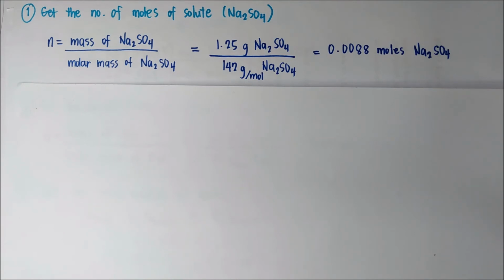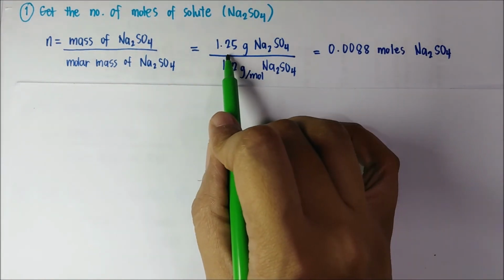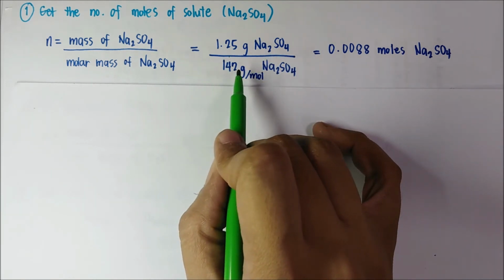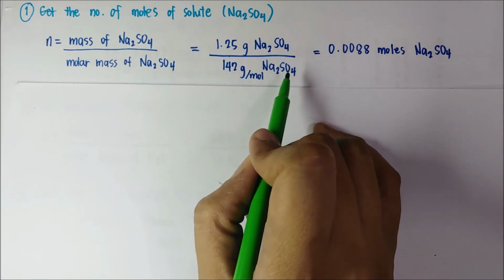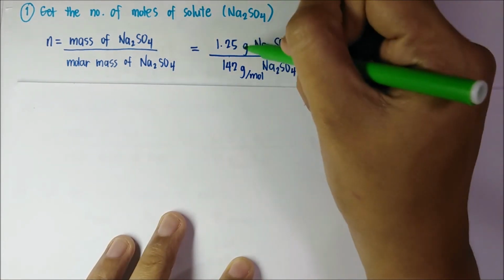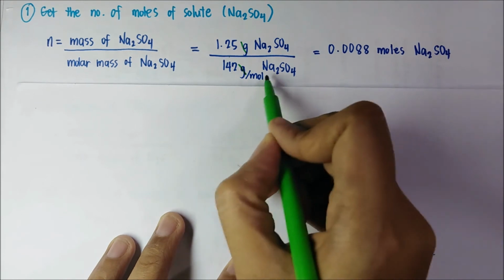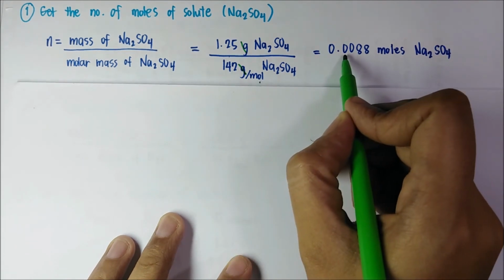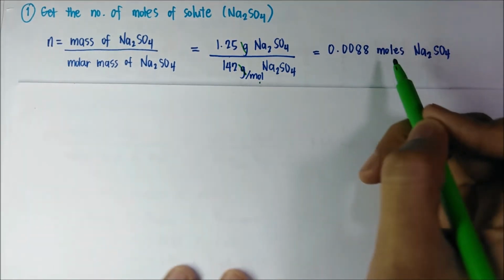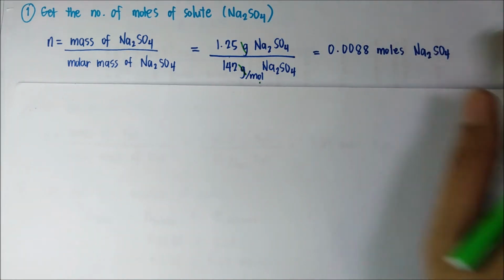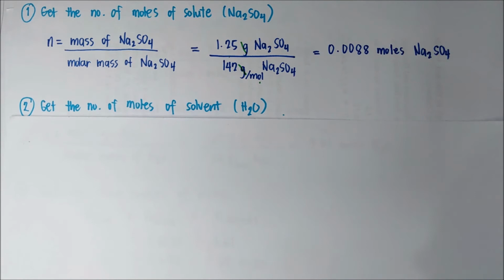So now let's proceed. I have 1.25 grams sodium sulfate divided by 142 grams per mole sodium sulfate. With this, I could cancel out my units, so my unit now would be moles. So I have now 0.0088 moles sodium sulfate. Now I have my moles of solute. Now I would get the mole solvent.